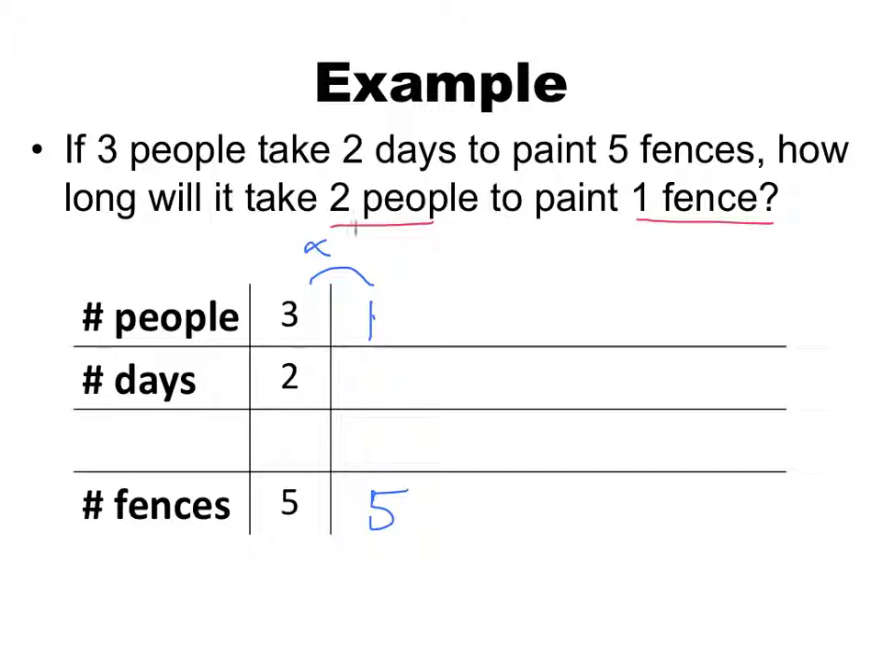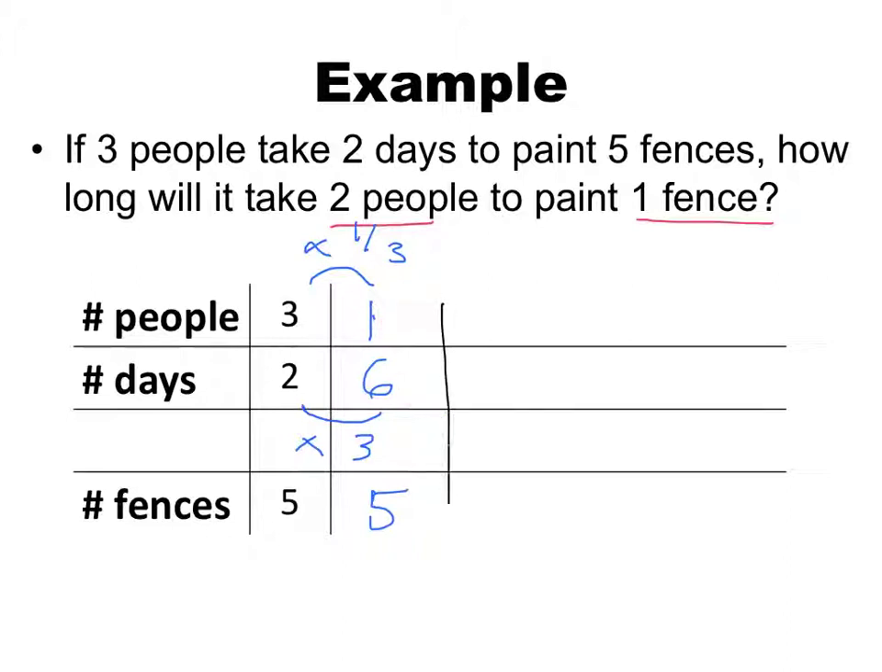Well, we multiply by 1/3. So now I think, what does that do to my number of days? Well, number of people and number of days are inversely proportional. So if I multiply by 1/3 in the top row, I need to multiply by 3 there in the second row. And so 2 times 3 is 6. So this column tells me it's going to take 1 person 6 days to do 5 fences.